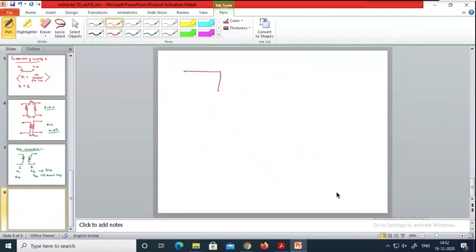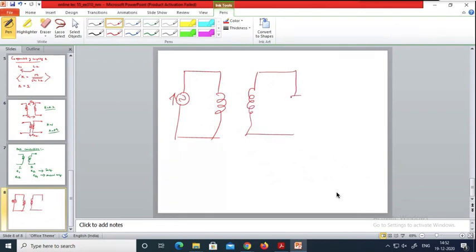So you have a coil like this, connected to a supply voltage like this, and you have another coil like this, which is connected to the load like this.